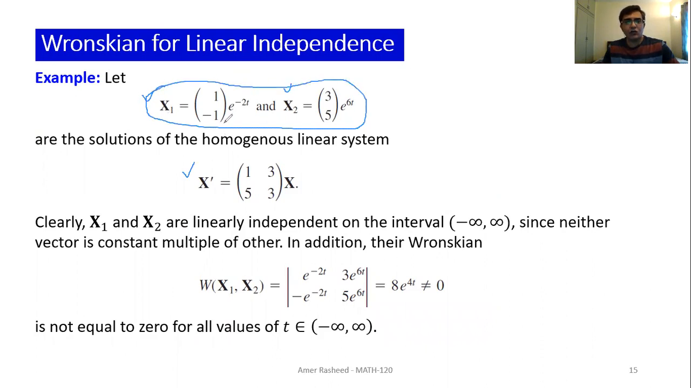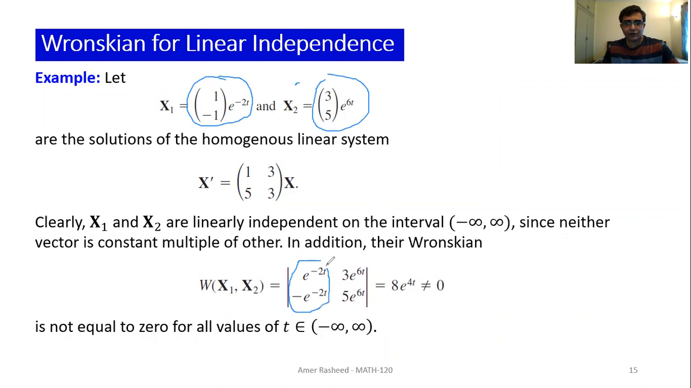How to check this? We put these two solution vectors into the column vectors of the Wronskian. This one is the first one, and here is the second one. Now, if we solve this determinant, you can see that we obtain 8 e raised power 4t. How do we obtain this? We just multiply this one and this one, and minus we multiply this one and this one. After simplification, we get 8 e raised power 4t.